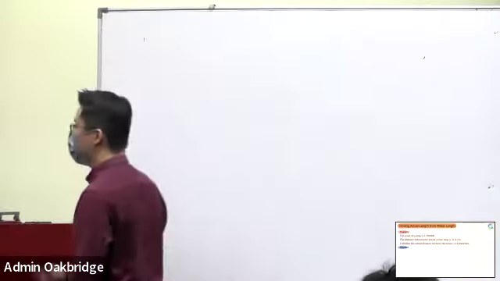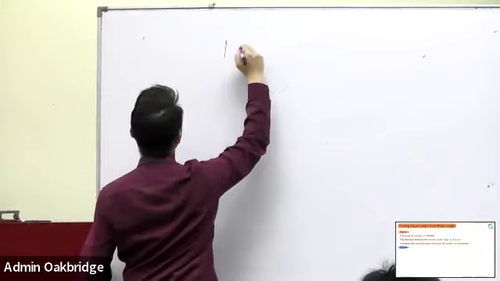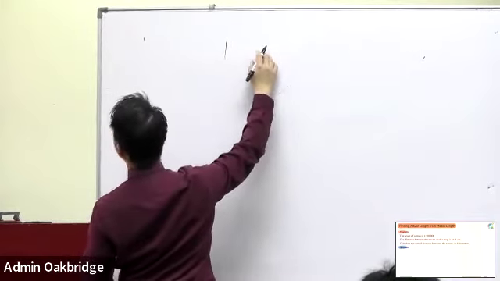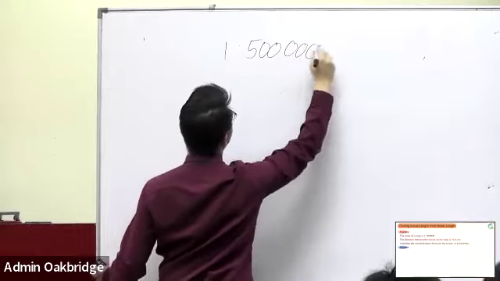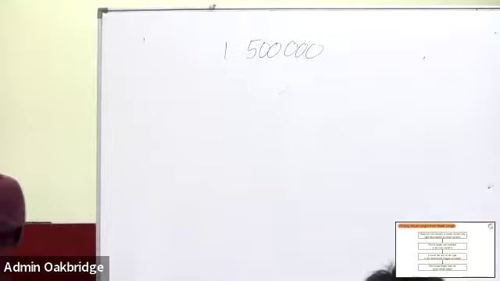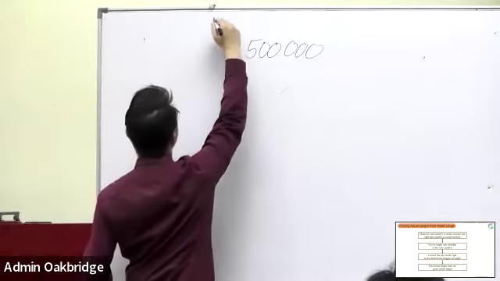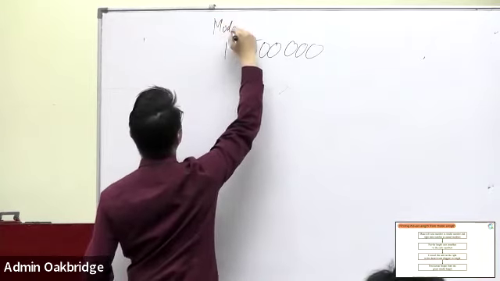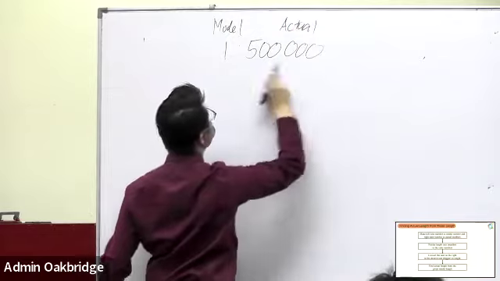When you see this question, it has a ratio. It's 1 to 500,000. Okay, this is a ratio. So what's our first step? Make the ratio number a model number. This one is the model. This is the actual one. You see, the actual one is always bigger than the model one, right?